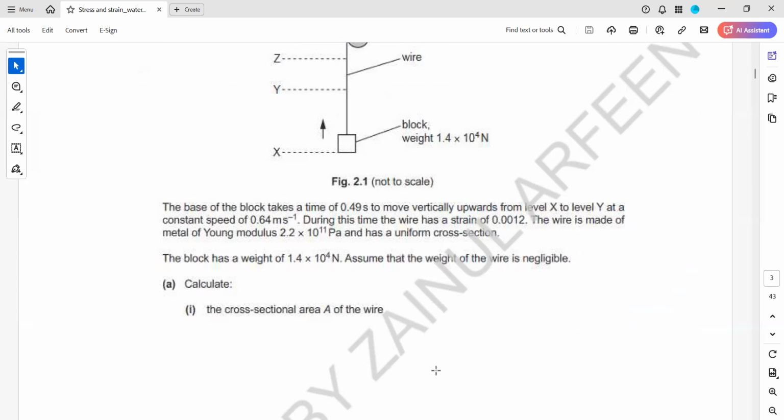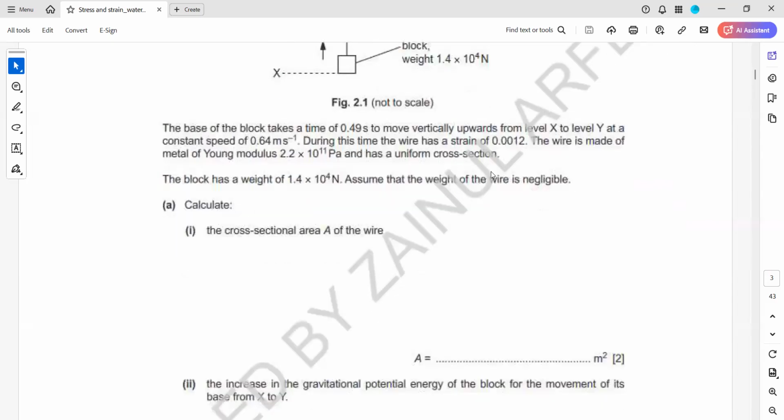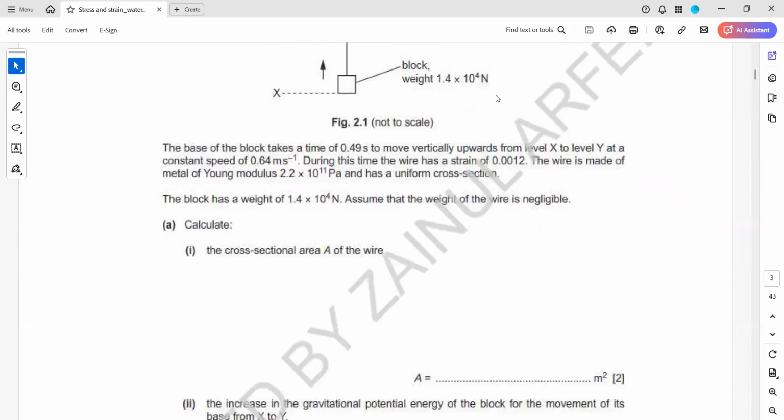The Young's modulus is 2.2 exponent 11 Pascal and the wire has a uniform cross-sectional area. The block has a weight of 1.4 exponent 4. Assume that the weight of the wire is negligible. We need the cross-sectional area.